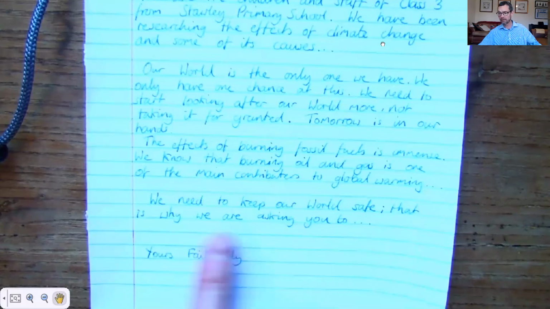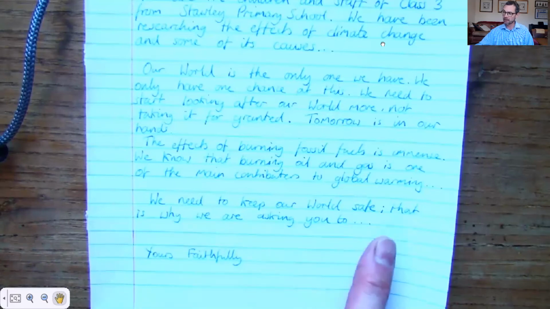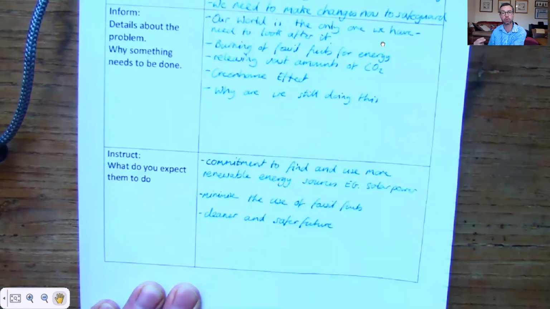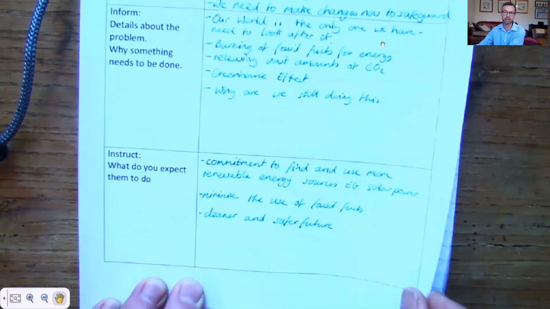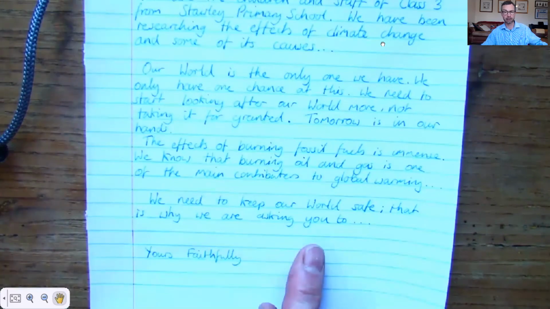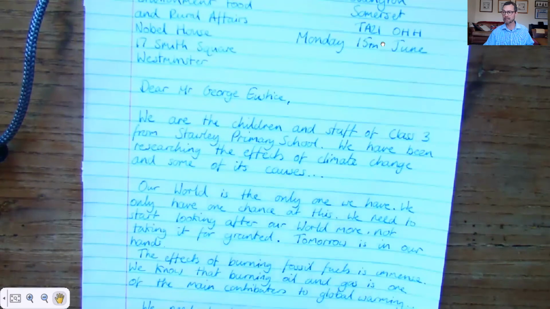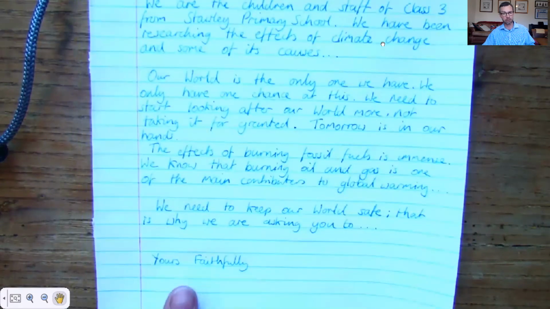And then finally, the instruct. Again, I haven't done the full paragraph by any stretch of the imagination. It's just that this is what we want them to do, what we expect them to do. So we need to keep our world safe. That's why we are asking you to, and that's where we put in what we want them to do. If you remember on my plan, it was make a commitment to find and use more renewable energy. So that's where I'm going to be putting those bits and pieces into that final paragraph. And then once we've signed off, we just need the yours faithfully. Remember, I use yours faithfully because I know the name. If you put dear sir or madam, then you put yours sincerely. So yours faithfully, Mr. Sturzaker, or you put your name in there.